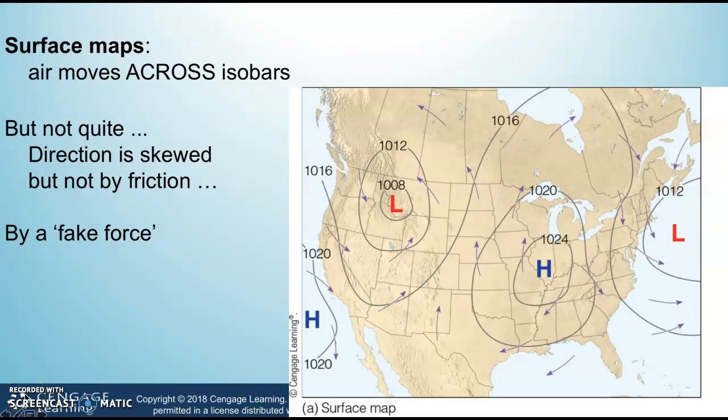Hi, this is chapter 6, and we're talking about forces that impact horizontal movement of air. As I said to you before, this is a surface map of the horizontal movement of air. As you can see, we've got pressure gradients here that are supposed to move across the isobars. Remember, from the high pressure out to the lower pressure. It should go directly across, but it doesn't.